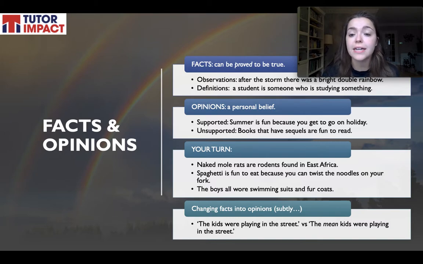The other type of fact is a definition, an explanation of what something means. The example we've got here is a student is someone who is studying something. Both observations and definitions, even though they're facts and they can be proved to be true, can be manipulated. For example, photographs can be altered.